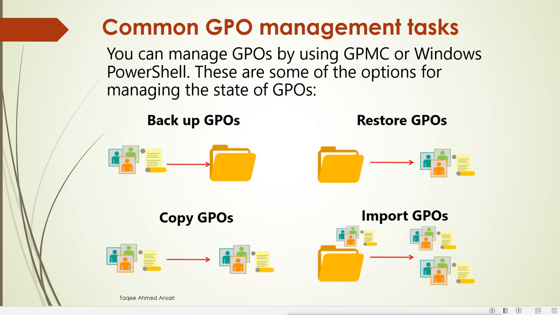Suppose you lose the GPO, or you changed some configuration and now you want the same configuration which was configured previously, it will be hard for us to restore that. So what we can do is back up the GPOs, and then if something goes wrong, we can restore the GPO also. These are the common tasks we do. We can also copy GPOs, from one organizational unit and then import into another organizational unit. It is like exporting or importing.